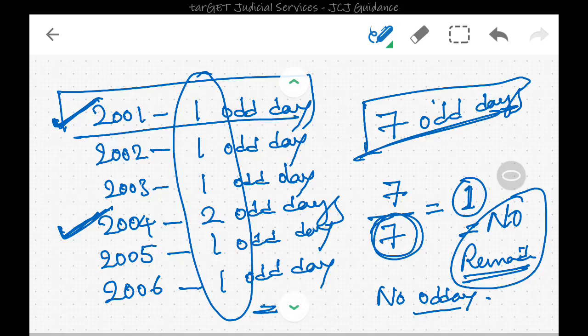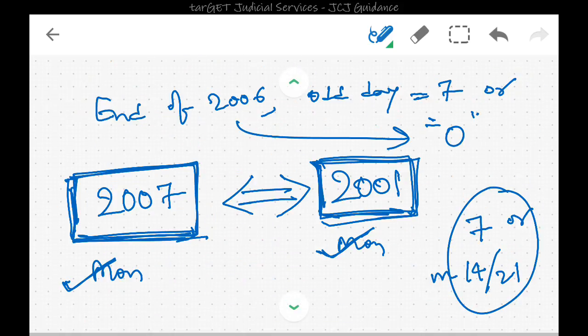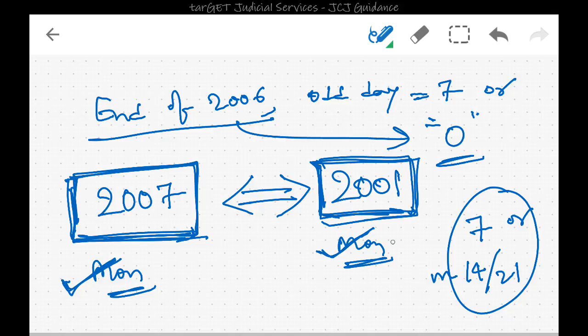Our aim is to find a year after which there will be no remainder, and that year in this case is 2006, where 7 odd days will be added up to 2006, and after 2006 there will be no odd day. That is, at the end of 2006 there will be 0 odd days. So 2007 January 1st will be Monday, which is exactly the same as 2001 January 1st. And as both these years are normal years, the calendar of 2001 can be used again in 2007. If you have the calendar of 2001 and if you don't throw it away, again you can use it in 2007, because the dates and the days will coincide.